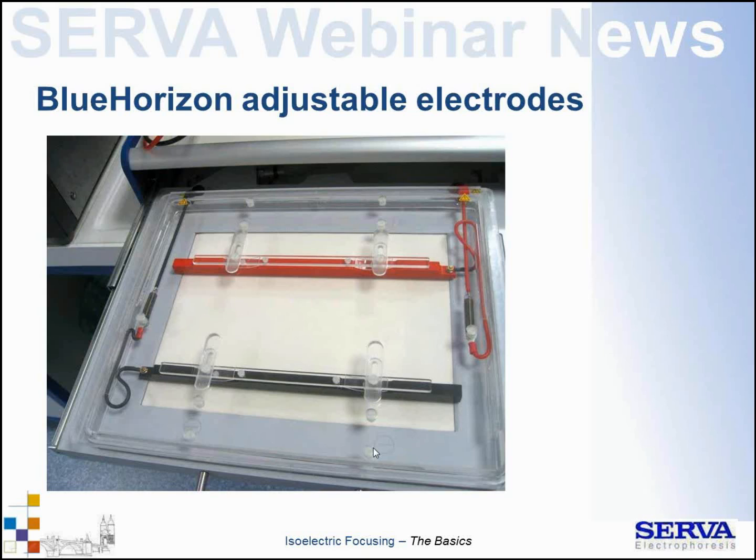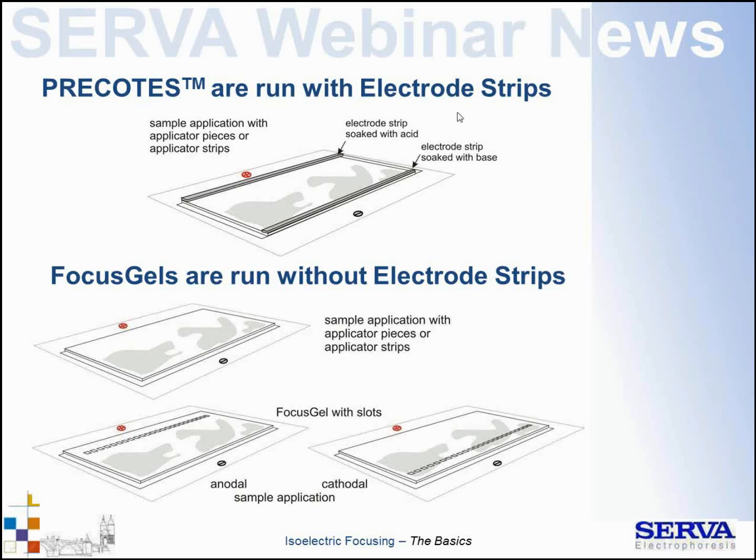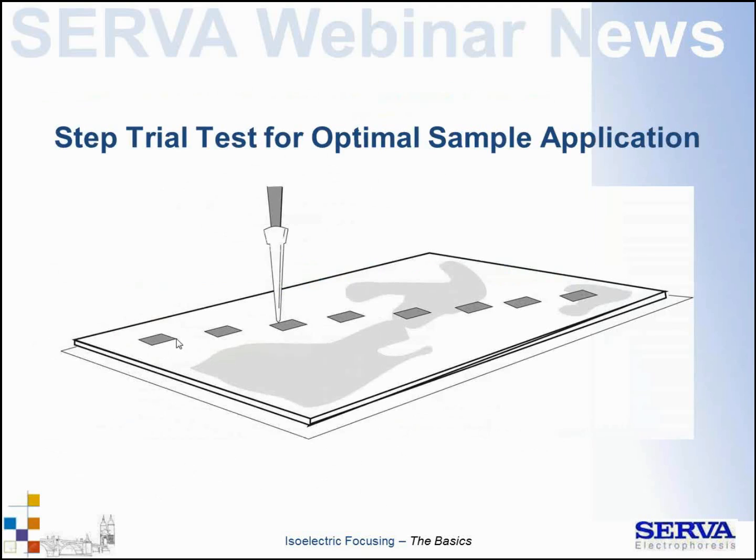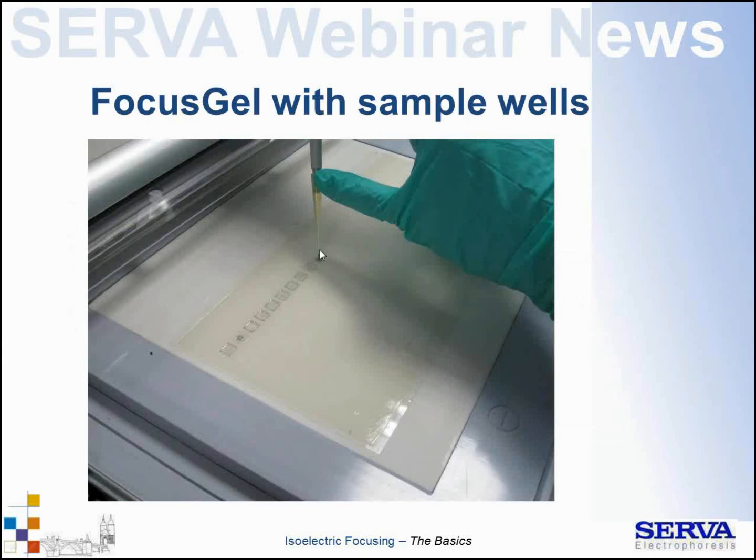oxide cooling plates. You see that some, like the precoats, are run with electrode strips. The focus gels are a little bit thicker, have a higher buffering capacity, and so you can also buy them with some sample wells, and here you apply the electrode directly on the surface. If you do not know where the optimal sample application position is, you can do this in a step dryer test with filter papers, for instance, very simply, and then keep the position always. Here you see the sample application into the little sample wells in such a horizontal gel.